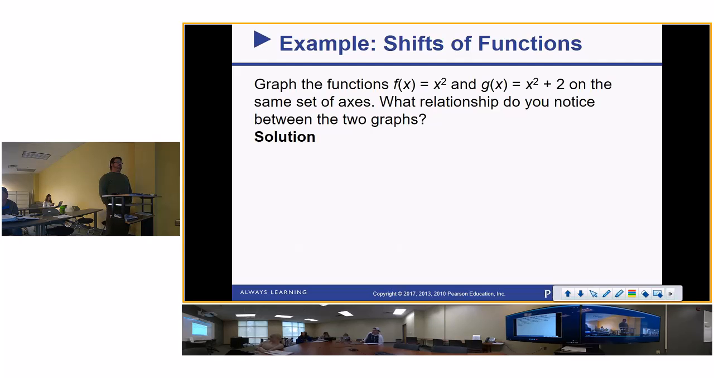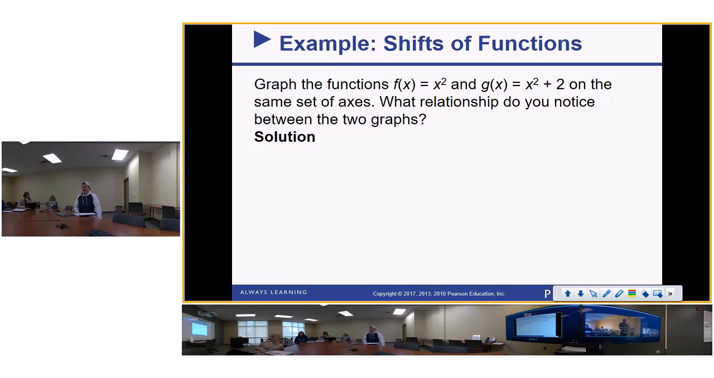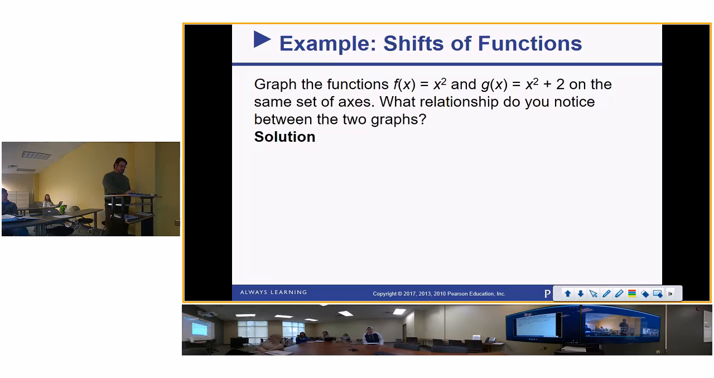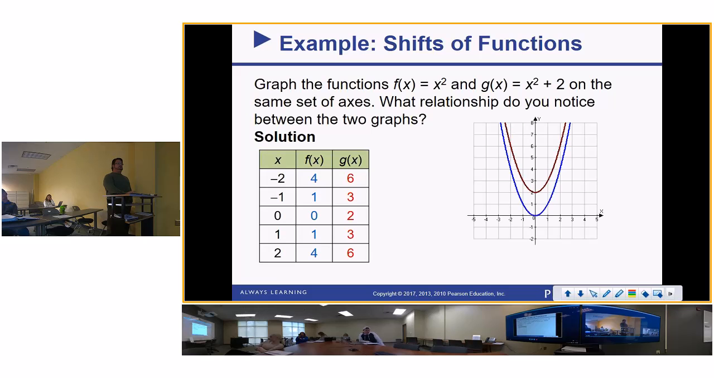What do they have to do with each other? What's the difference between them? Are they the same graph? Yep, except for one bumped up 2 on the Y. Good, shifted up 2 places. Good job. That's what you're supposed to know.